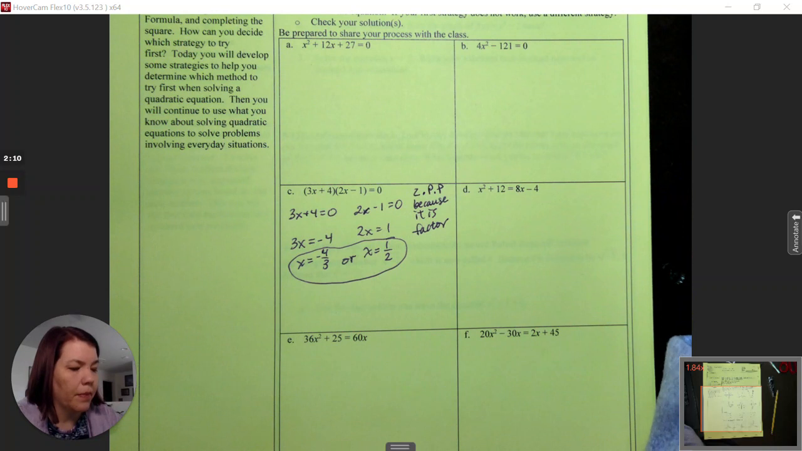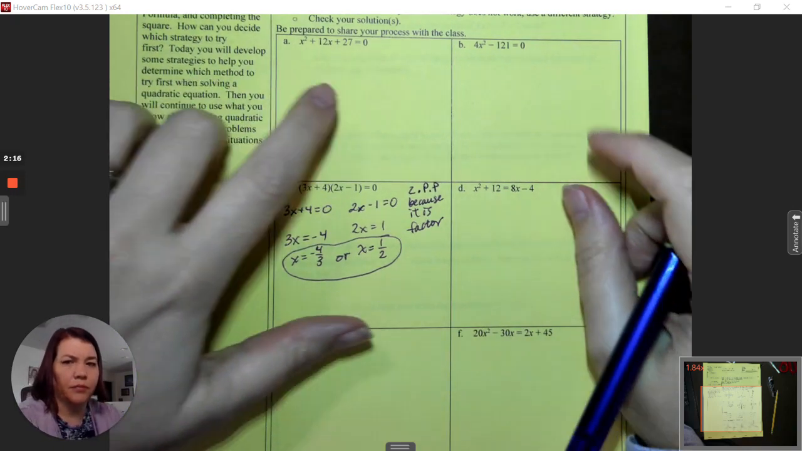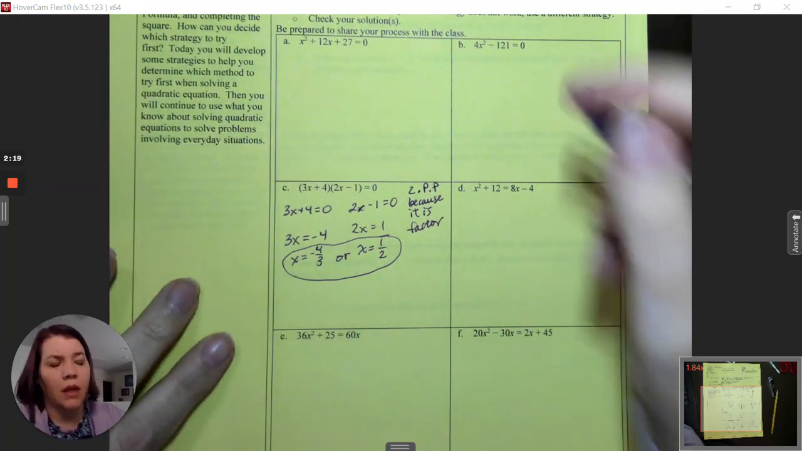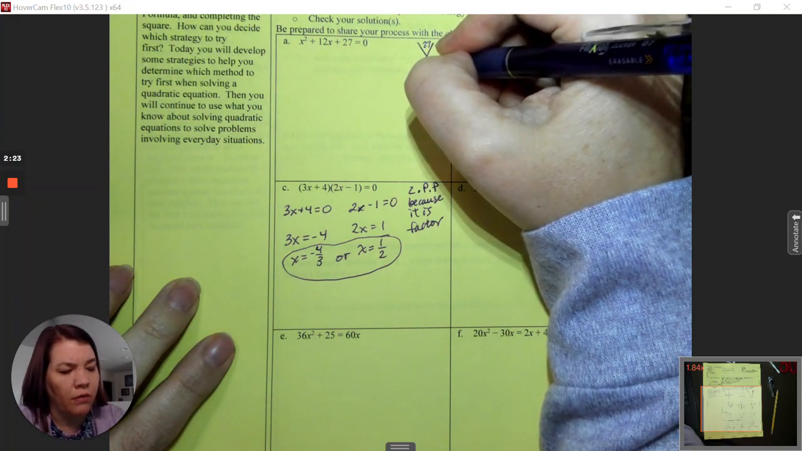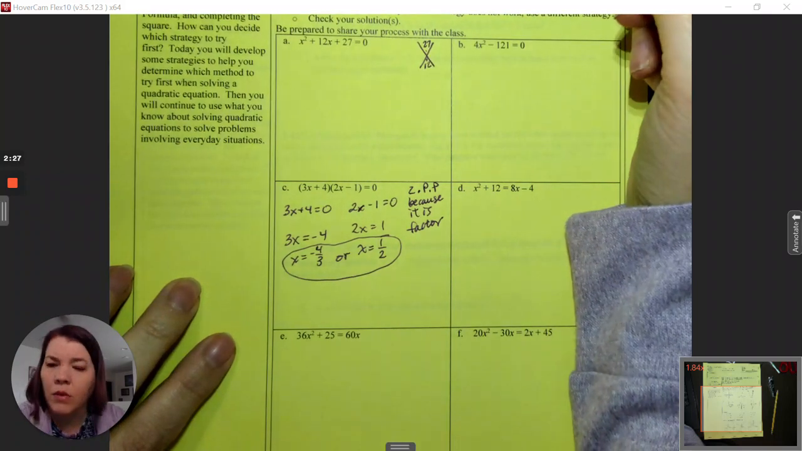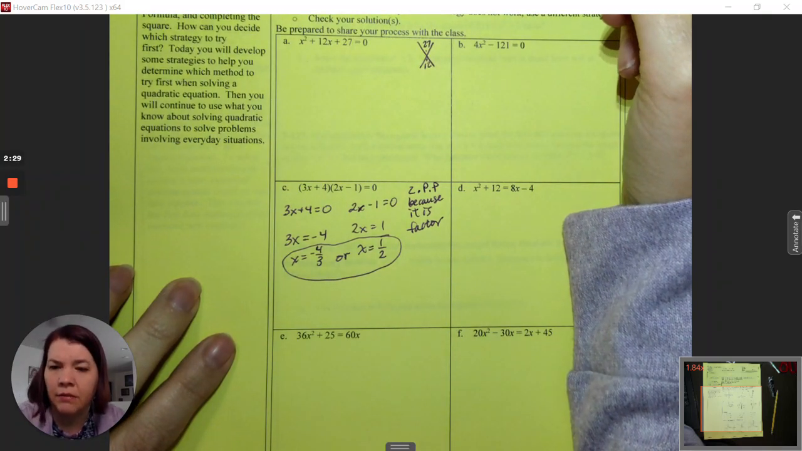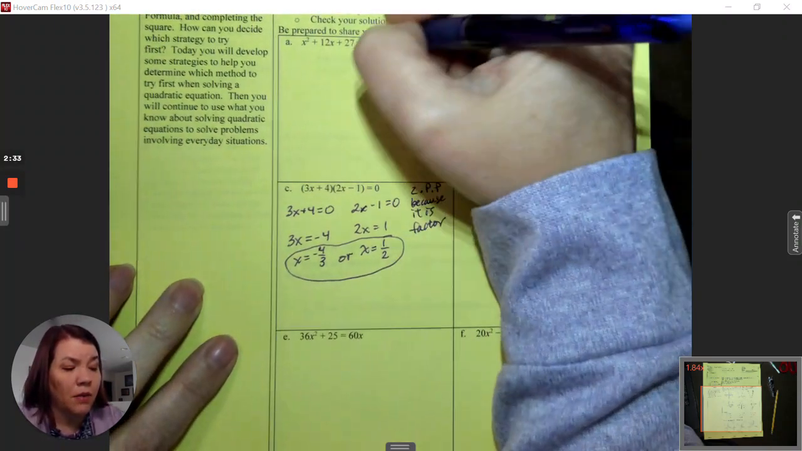Okay, so D, E, and F are a little bit funky because they're not equal to 0. If I try to factor this, I'm thinking 27 and 12. 27 is 9 and 3, or 1 and 27, and those don't add up to make 12. So I'm going to complete the square or use the quadratic formula.